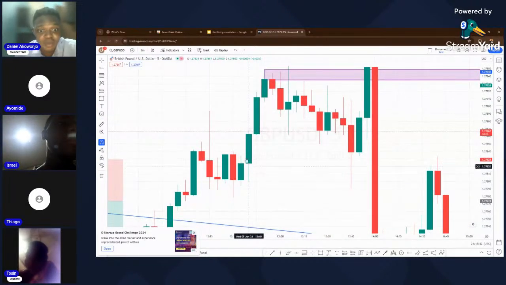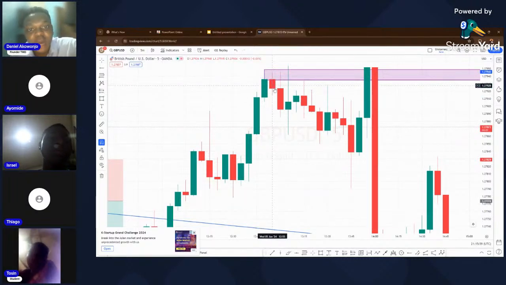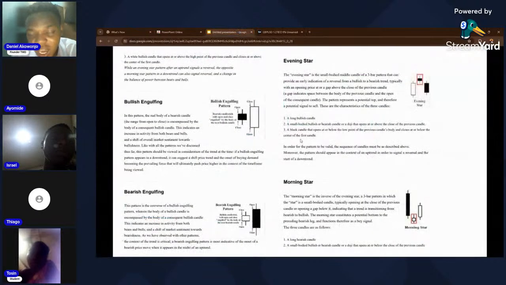Some people call them three black crows, three black men, three black something. I'll still talk about them. So this particular one signifies that yes, buyers have shown their power, but now I'm seeing a shooting star right here. Now I want to wait for my next candlestick.